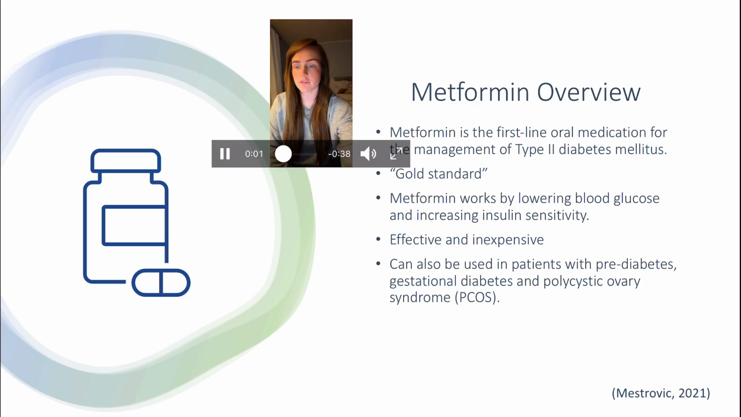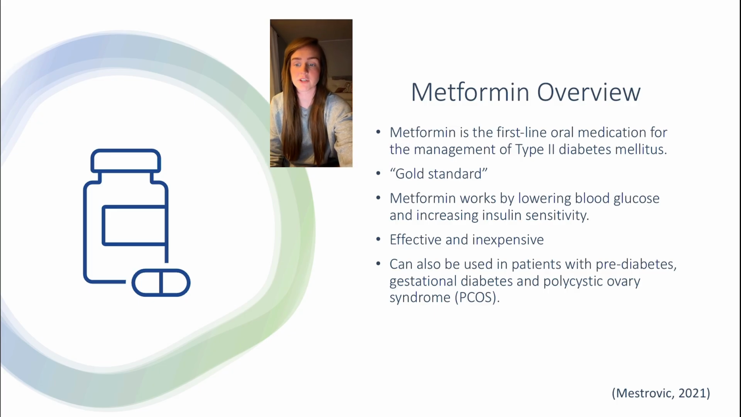So a quick overview of metformin. Metformin is considered the gold standard or the first-line oral medication for the management of type 2 diabetes. It works by lowering blood glucose levels and it increases insulin sensitivity. Pros of this medication are that it is extremely effective and very affordable.